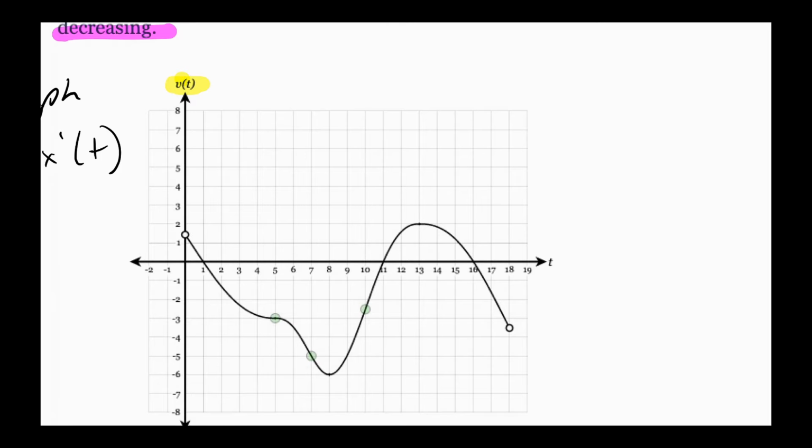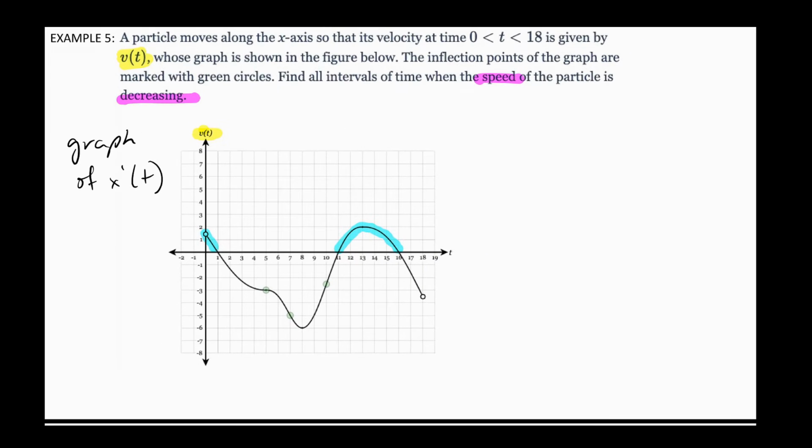So on mine, I'm going to color code mine. I'm going to say that velocity is greater than 0. Okay, and I'm going to pick a different color. Let's choose green. Green, I'm going to do below.